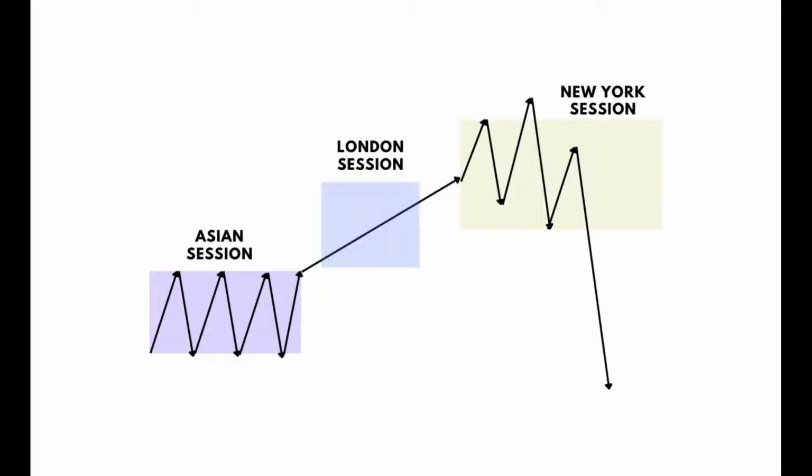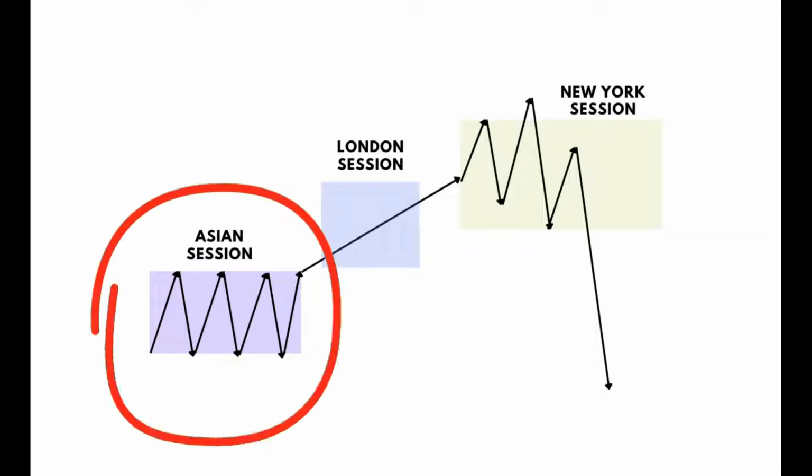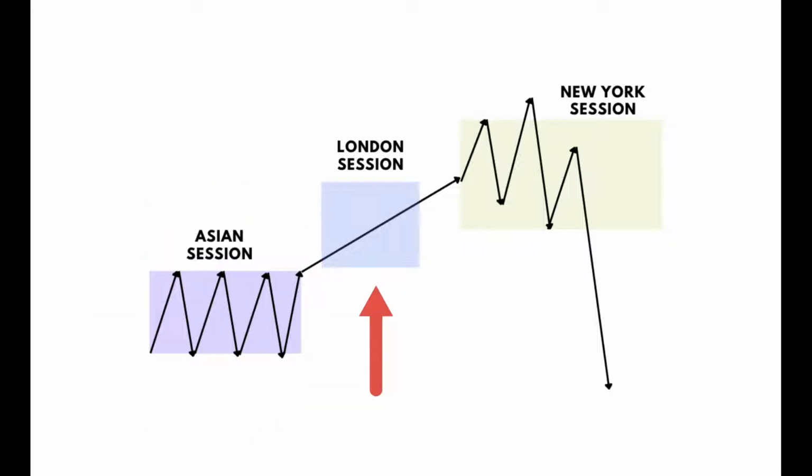And what we tend to see is sometimes we get an Asian range, as we can see in this example over here. Price just ranges during the Asian session. We get a London push, and we get a New York reversal. Today was one of the days where we got exactly what we tend to look for when we look for New York reversal type trades.